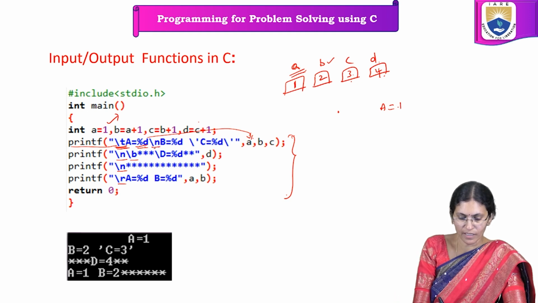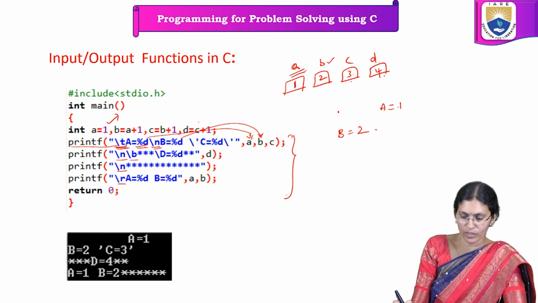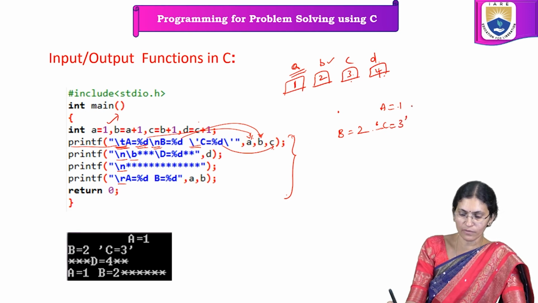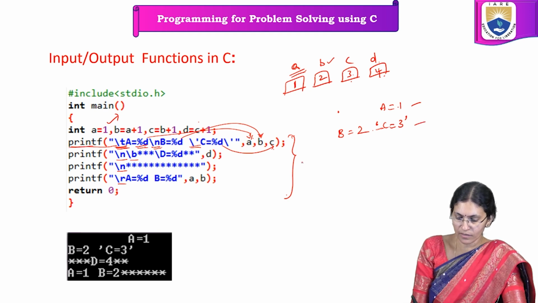Immediately after this, backslash n is introduced, so the cursor will move to the next line. Now the value of B will be printed. B is equal to %d, meaning the corresponding value stored in the variable B, so B is equal to 2. After that, there is no new line escape sequence here, so whatever is there will be printed on the same line. Then we have used backslash single quotes, so single quotes will be introduced. The value of C will be printed, C is equal to 3. Again, we have single quotes. So this will be the output of the first printf statement.